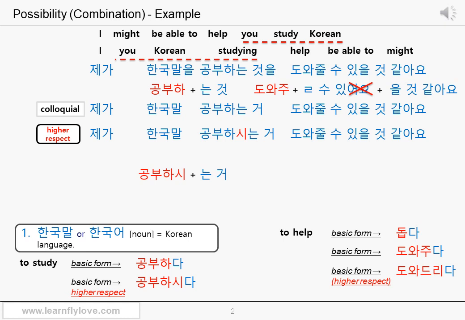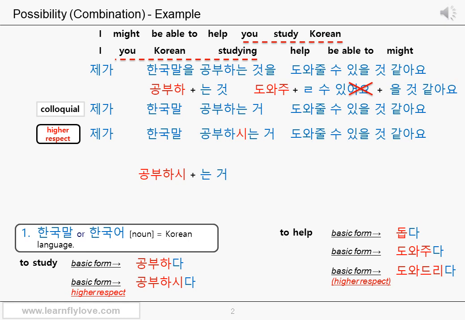How about the main predicate part? 도와줄 수 있을 것 같아요. Is there any action which is taken by the subject of the clause you? No, there's not. Help is the action which is taken by the main subject I. 수 있 part is also directly related to the main subject I. And 것 같아요 is a final judgment of the subject I. So, 제가 한국말 공부하시는 거 도와줄 수 있을 것 같아요.